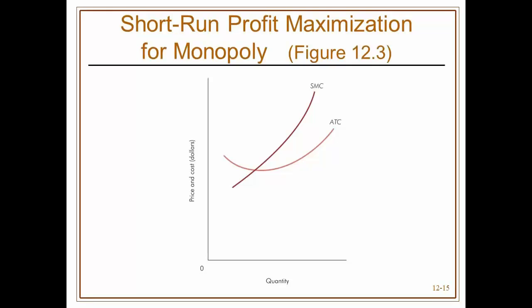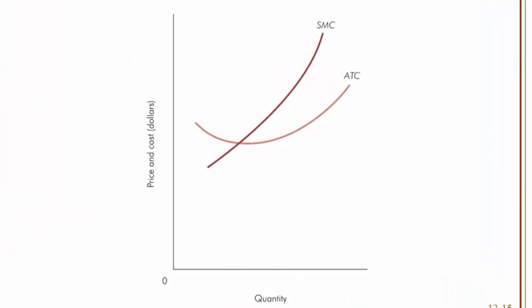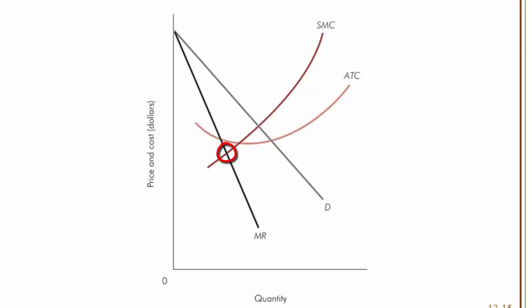Let's put our cost curves back in here. The monopolist has cost curves that don't really look any different from the competitive companies. But now let's throw our demand and marginal revenue lines in. First thing we want to do is figure out where marginal revenue equals marginal cost. And you can see it at the intersection of the dark black marginal revenue line and the dark red SMC line. Just like we did in the competitive case, you figure out where marginal revenue equals marginal cost, and that will determine the quantity that you're going to set.